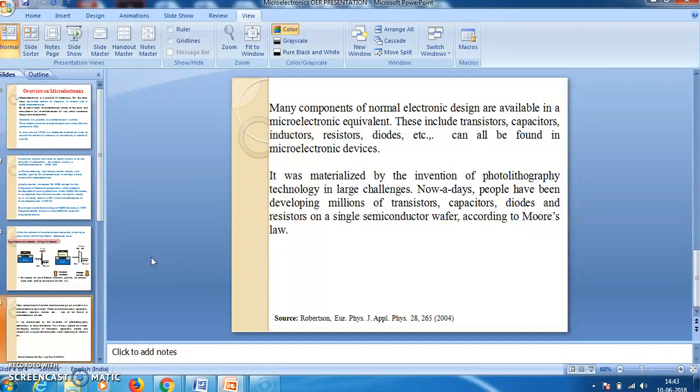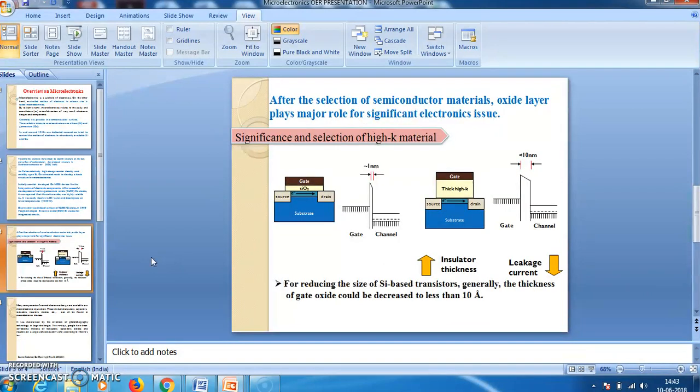After that, silicon oxide is okay, but silicon oxide is a low-K material. If you keep on using silicon oxide, how much capacity, how much data you can store in the device, we don't know. So people concentrated on high-K materials to store more data in an electronic device.